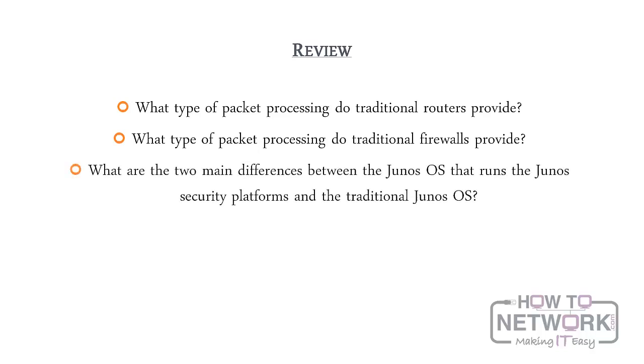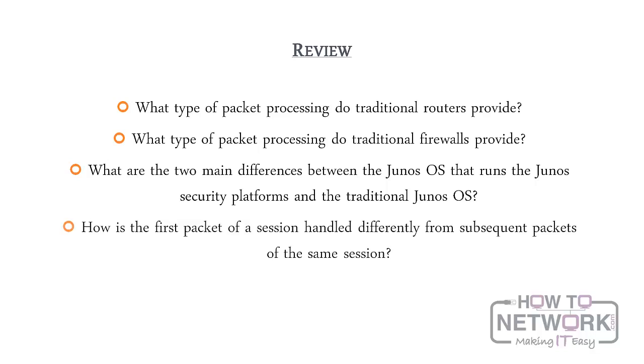What are the two main differences between the Junos OS that runs the Junos security platform and the traditional Junos OS? The Junos OS that runs on the security platform uses session-based packet forwarding and by default does not allow any traffic to pass, whereas the traditional Junos OS uses packet-based forwarding and by default allows all traffic to pass. How is the first packet of a session handled differently from subsequent packets of the same session? The first packet of the session is subject to first path packet processing.